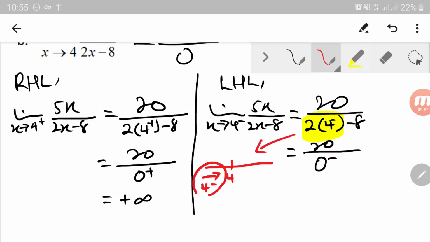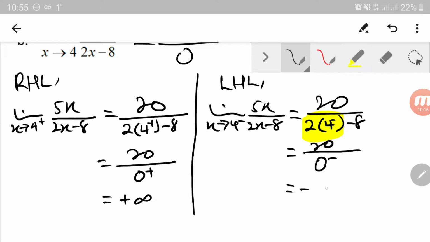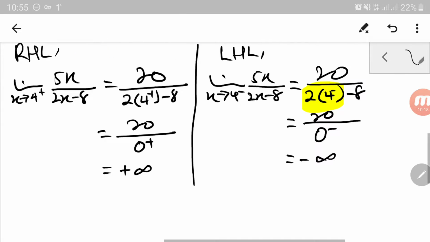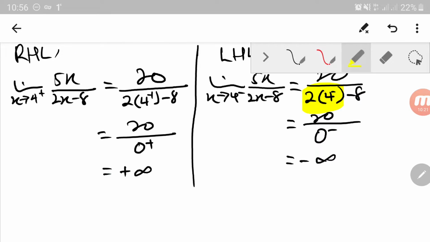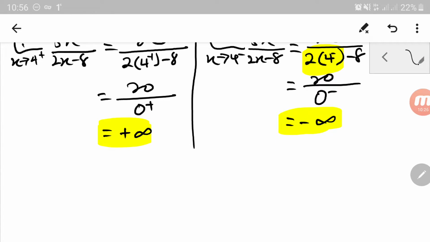Now, as you can see here, these numbers are smaller than 4. So something less than 4 multiplied by 2 is something less than 8. So something less than 8 minus 8 is a negative number. That is why we are getting 0 from the left. Okay, so therefore we have minus infinity. So over here, since the left hand limit and right hand limit are not the same, the limit does not exist.